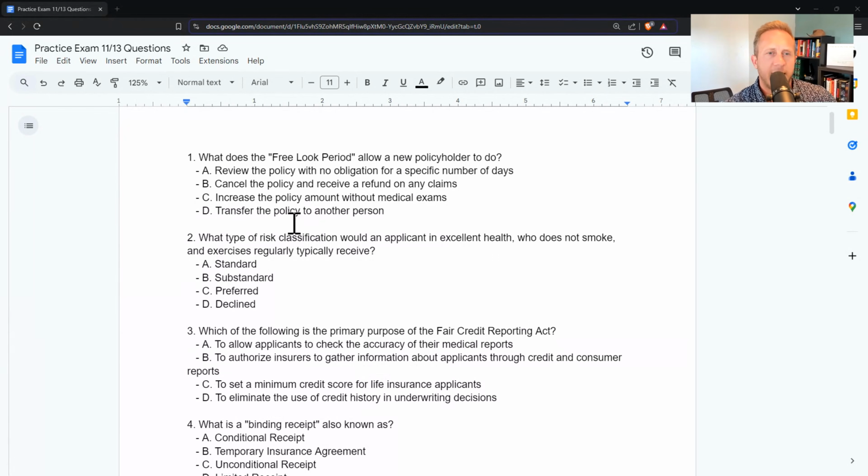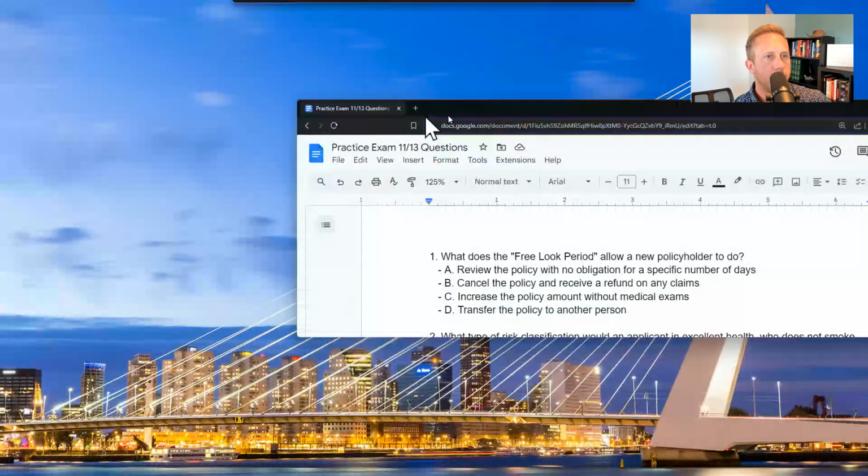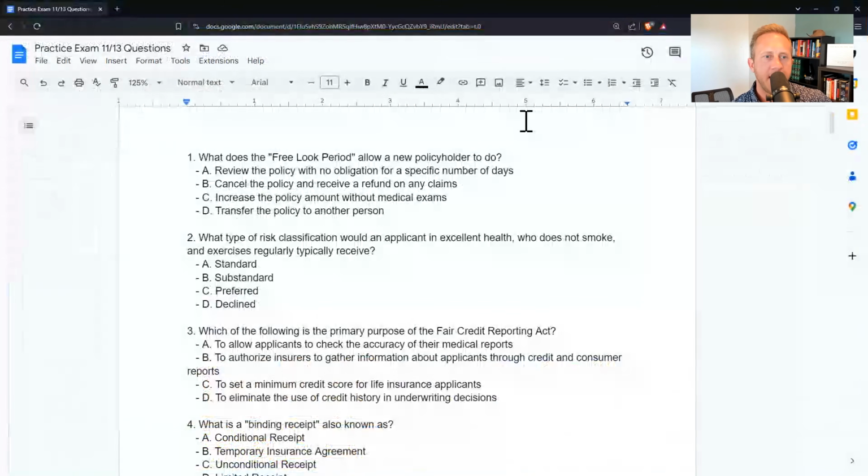So first question that we have here, what does the free look period allow a new policyholder to do? Is it A, review the policy with no obligation for a specific number of days? Is it B, cancel the policy and receive a refund on any claims? Is it C, increase the policy amount without medical exams? Or is it D, transfer the policy to another person?